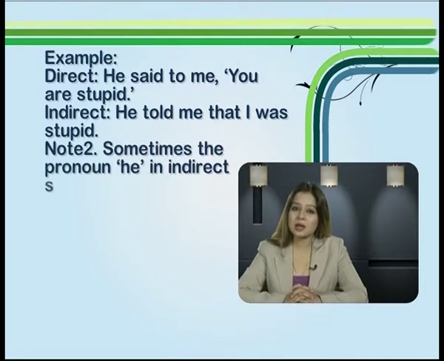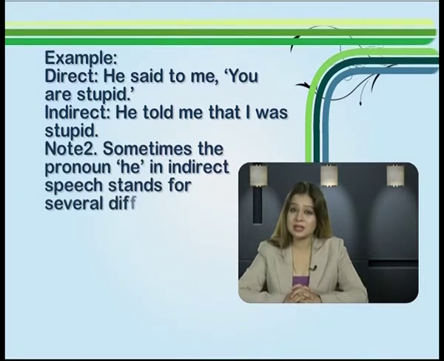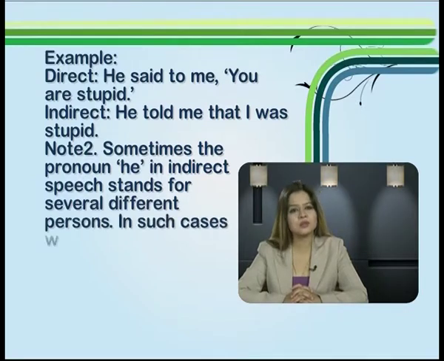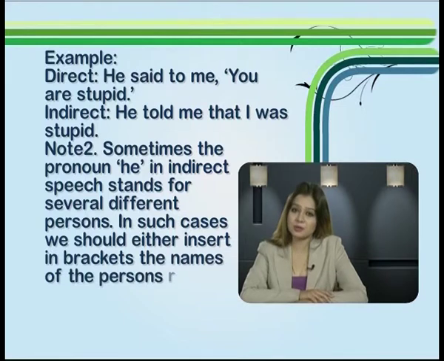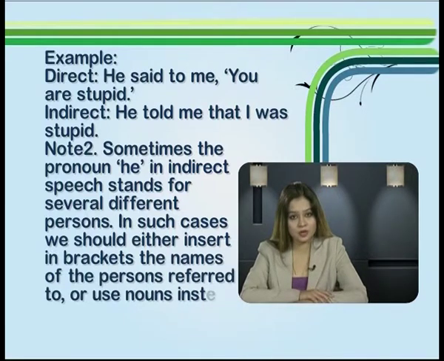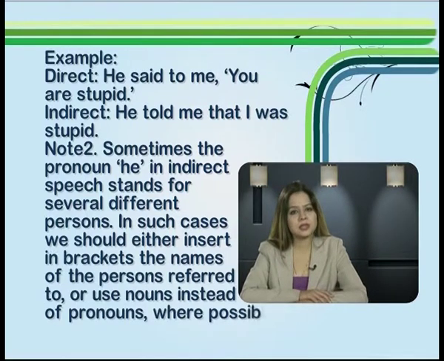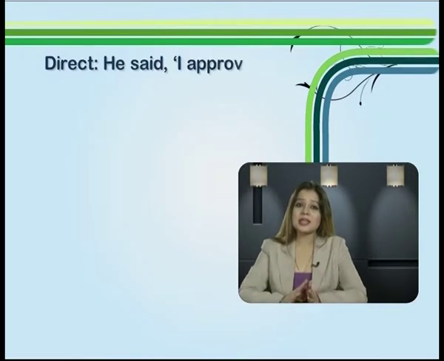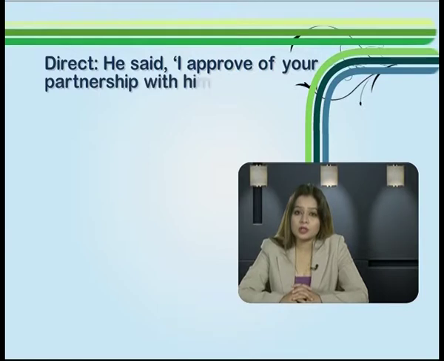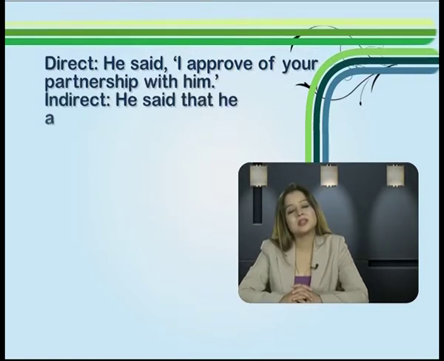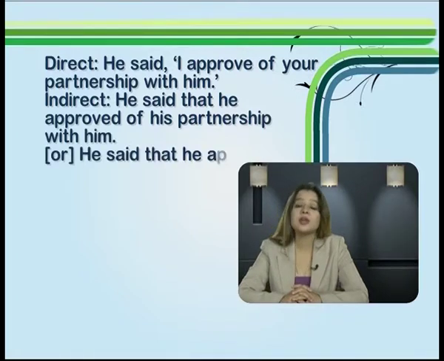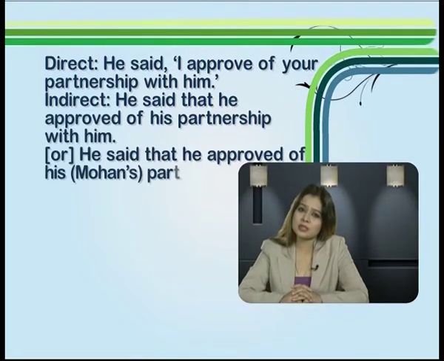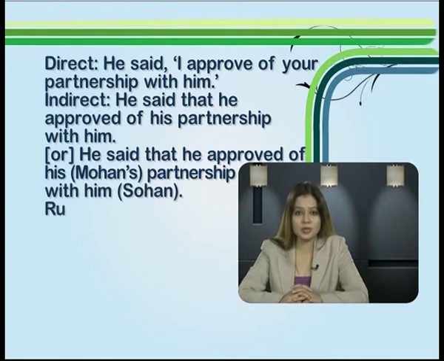Note 2. Sometimes the pronoun he in indirect speech stands for several different persons. In such cases, we should either insert in brackets the names of the persons referred to or use nouns instead of pronouns where possible. Direct: He said, "I approve of your partnership with him." Indirect: He said that he approved of his partnership with him. Or, he said that he approved of his (Mohan's) partnership with him (Sohan).